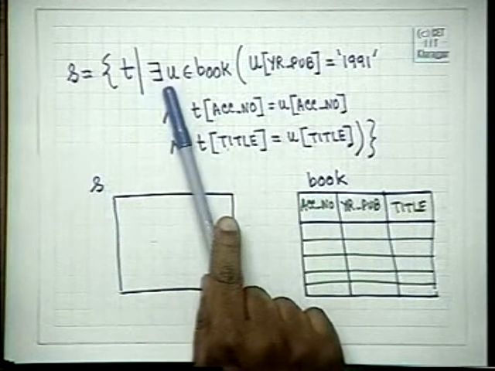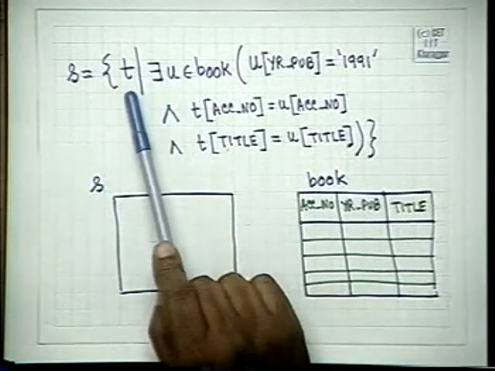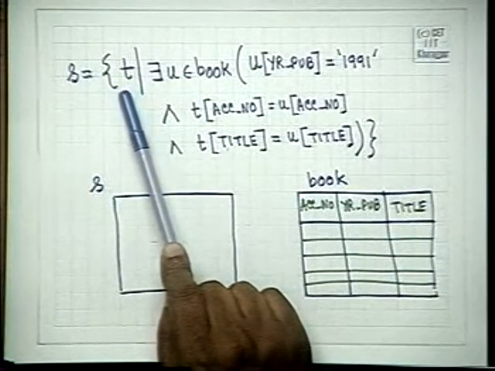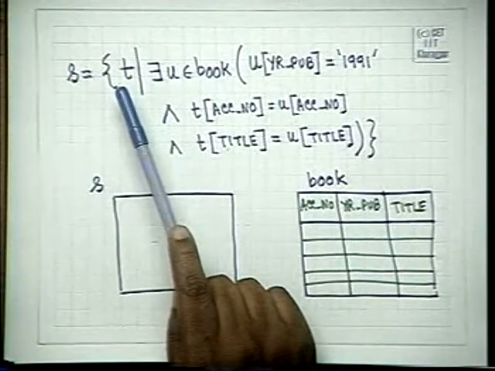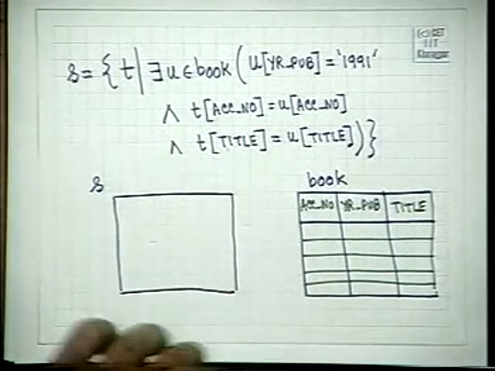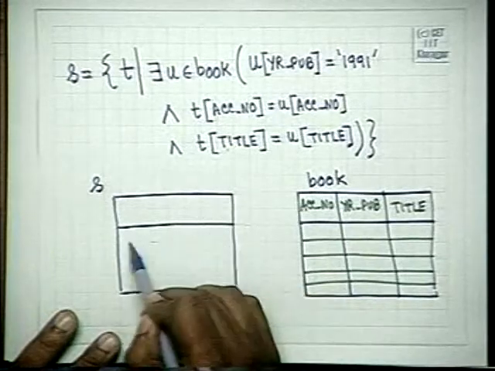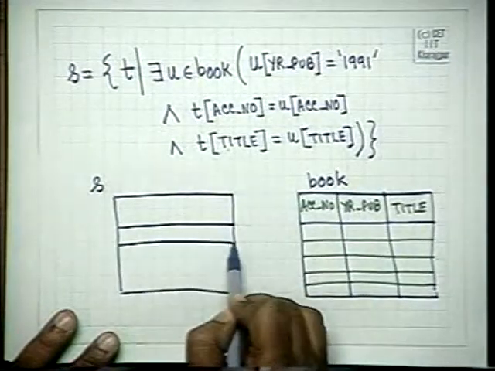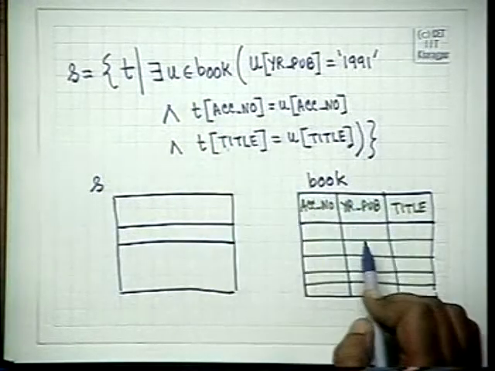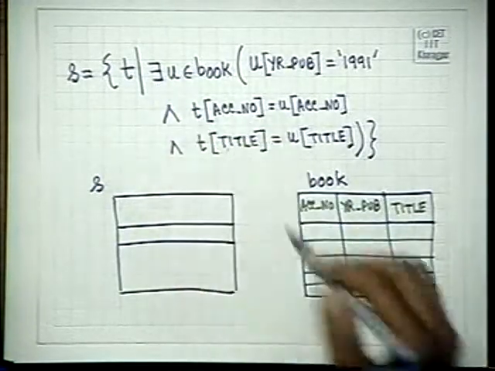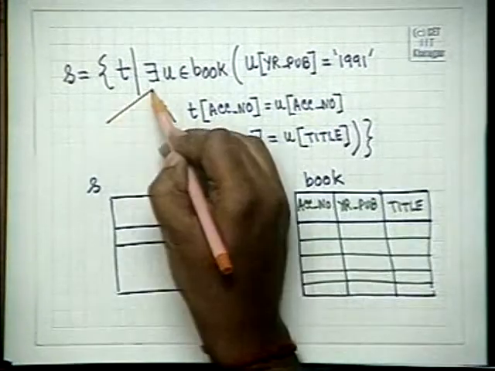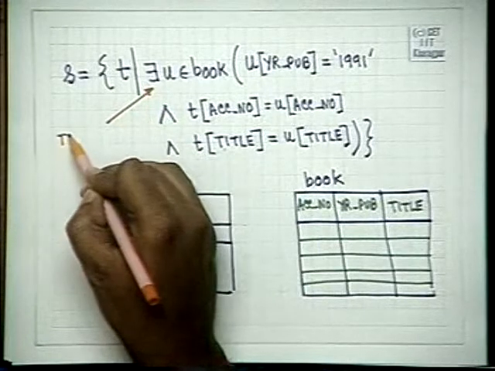Now let us see what this query is. This query says that S will consist of a set of tuples T. Now what is the property that must hold for the set of tuples T? For every tuple in T, there must exist another tuple in book. This is there exists.